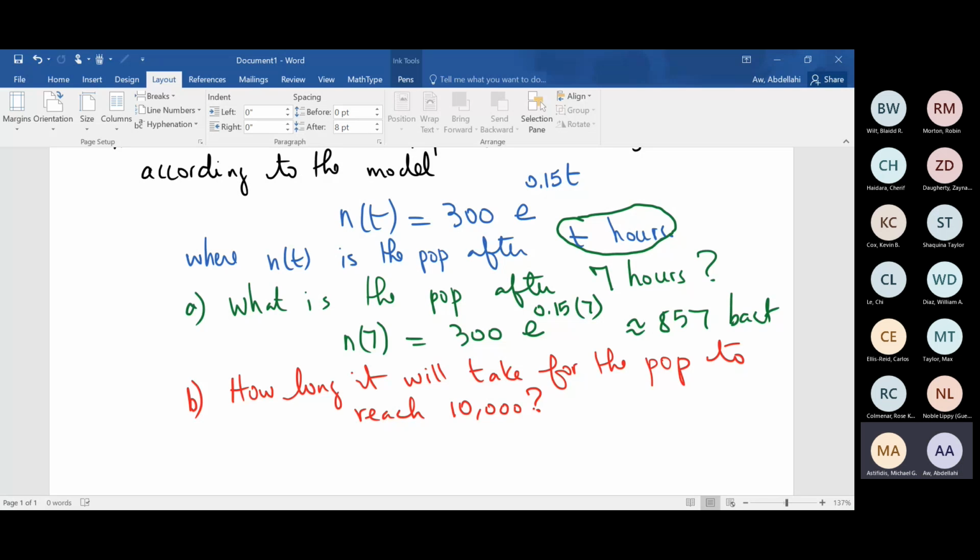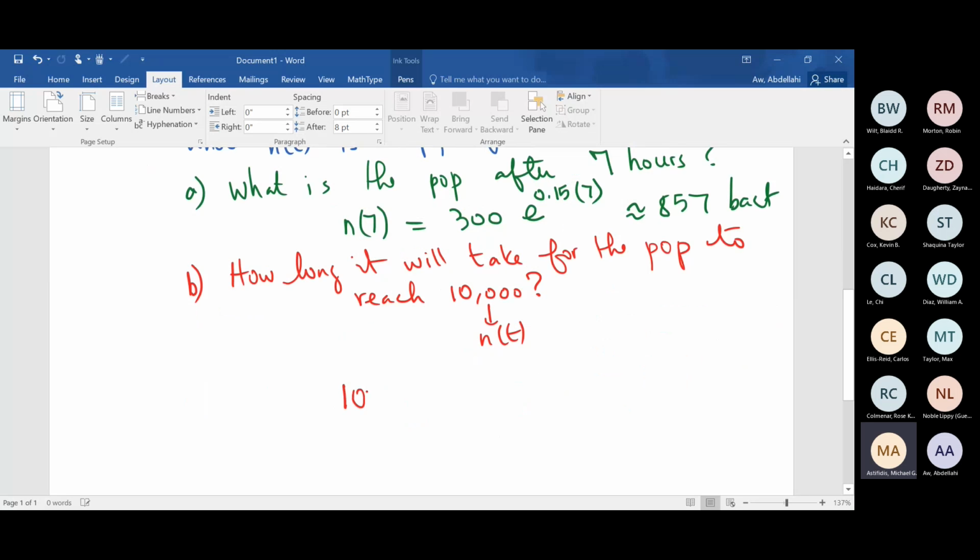You see here, in my model, in question A, I was given the T and asked to find the N of T, right? That's what we did. In question B, I am given the N of T, which is 10,000, and I don't know the T. So what I'm going to do, in my model, I say 10,000 equal to 300 E to the 0.15 T, right? And then I solve for T.